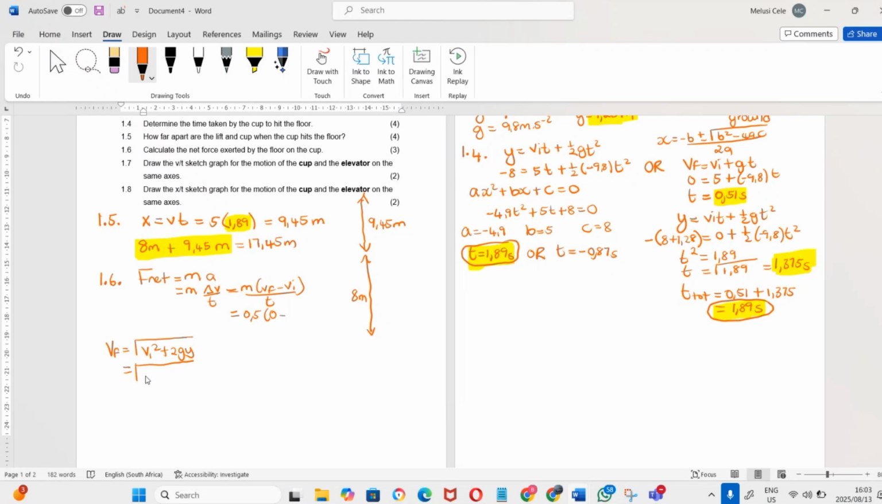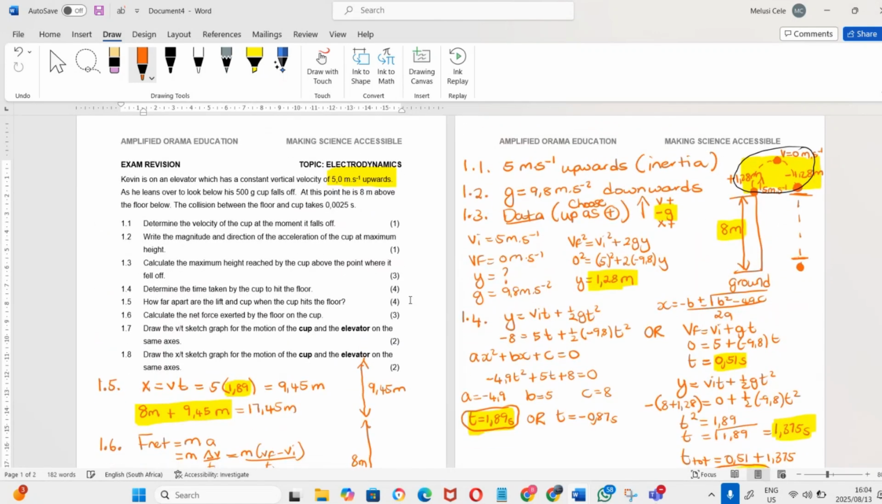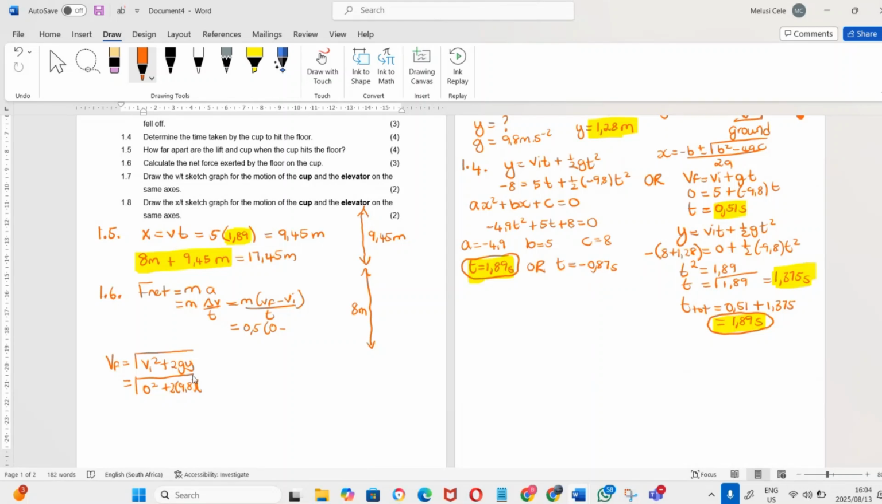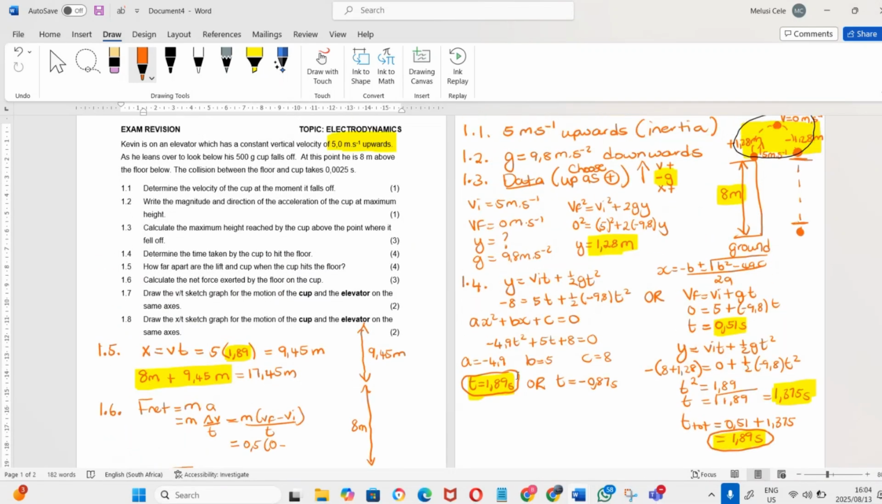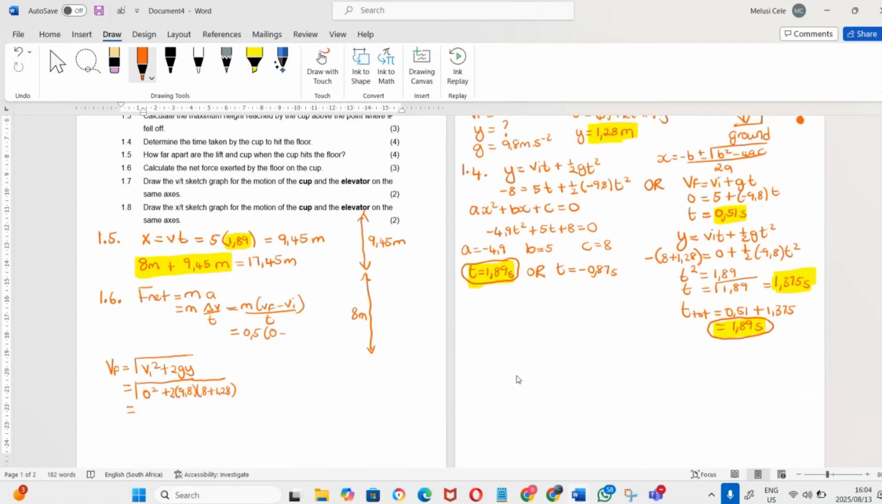Then I'm going to substitute, let me use maximum height. I'm going to substitute 0 squared, plus 2, 9.8. And from maximum height, it was 8 plus 1.28. So to find the velocity with which it hits the floor, I'm taking the point of maximum height to when it hits the floor, and I'm substituting 0 as my initial velocity because that's the velocity at maximum height.